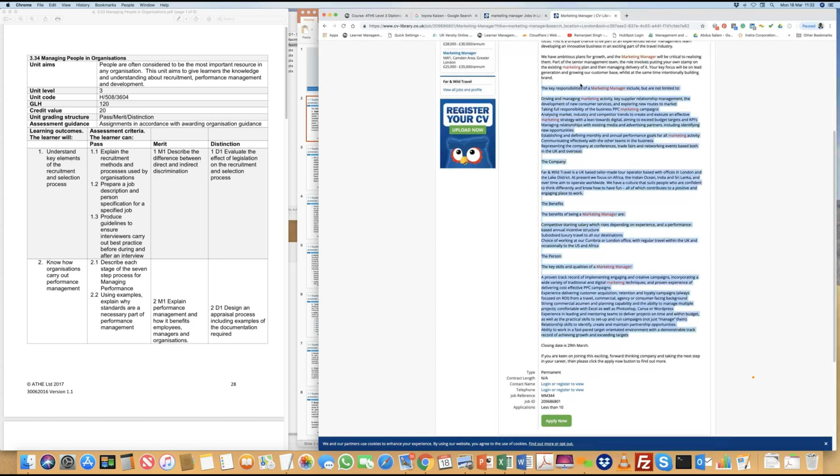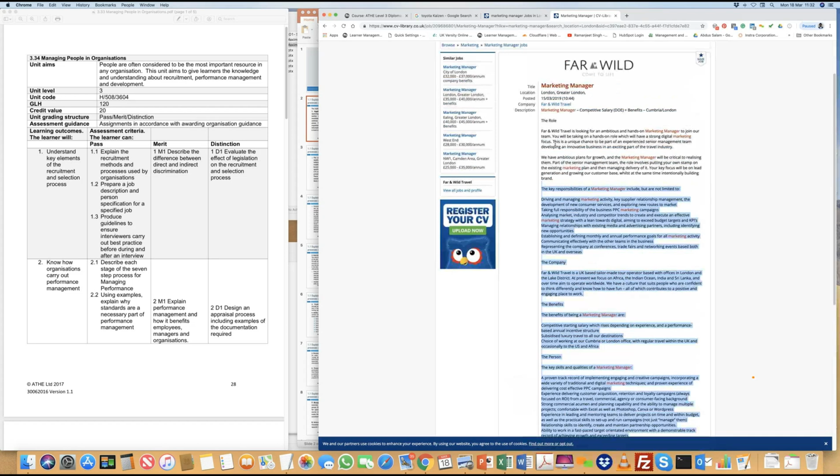Now, these kind of things which you see is a job advert, but is created from something called a detailed job description, which is prepared even before the process of recruitment and selection starts. Is that clear?